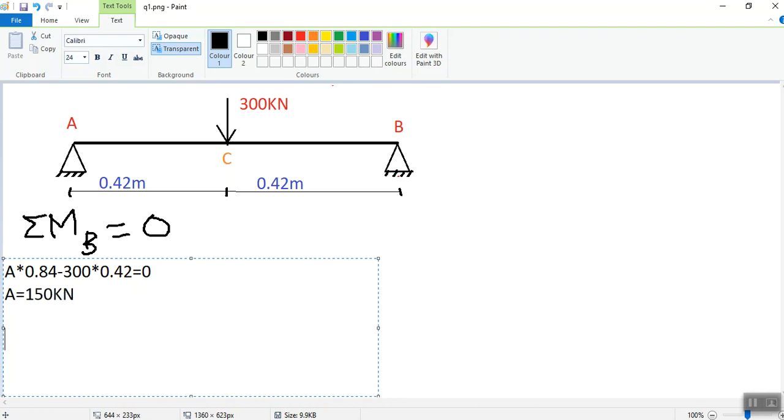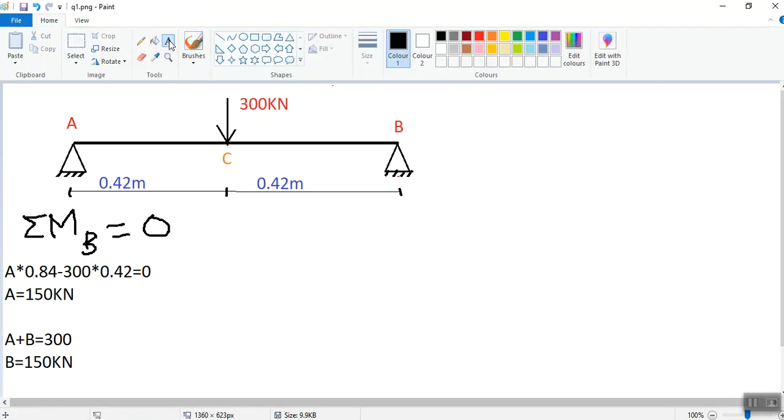Now, using equilibrium equation, summation Fy equal 0, we get A plus B equal 300 kilonewton. Then B equal 150 kilonewton. The beam being symmetric, the 300 kilonewton load is distributed equally, 150 kilonewton at both support A and support B.